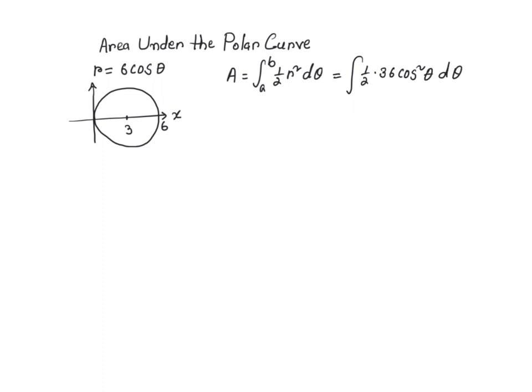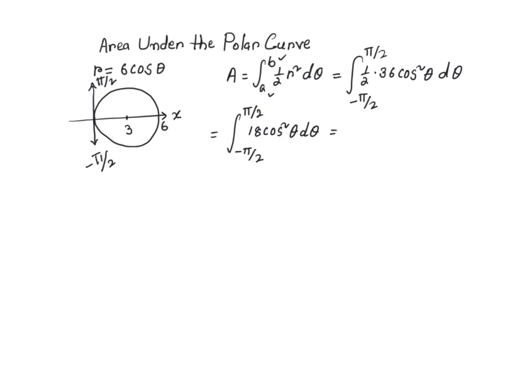Now you have to figure out what a and b are, that means the lower limit and upper limit for integration. You can see that this goes from negative pi over 2 to pi over 2. So if I continue with this, it's going to be the integral from negative pi over 2 to pi over 2 of 18 cosine squared of theta d theta.